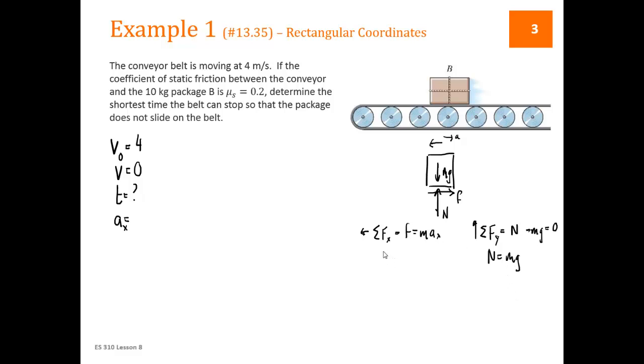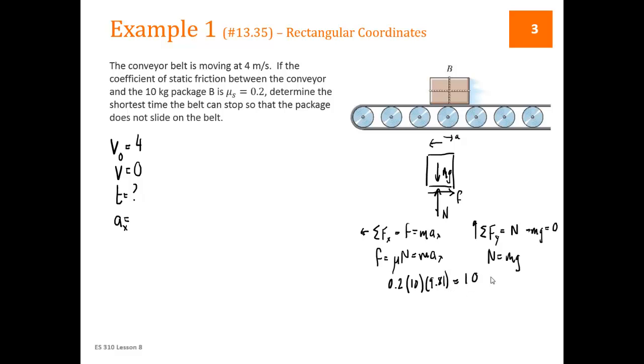And F is equal to mu N equals ma x. So if N is equal to mg, well, we can plug this in. Mu is given, that's 0.2. Mass is given, which is 10. G is 9.81 because we're using SI system.